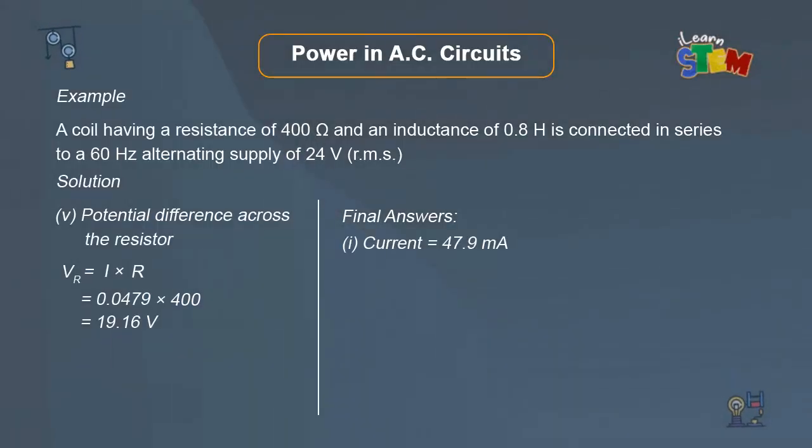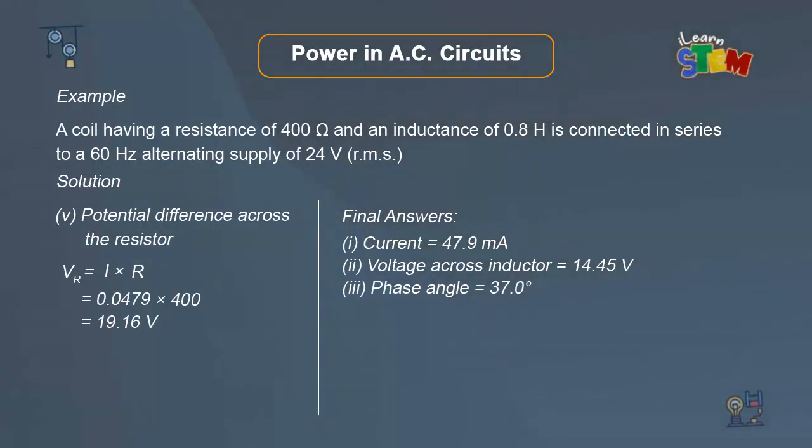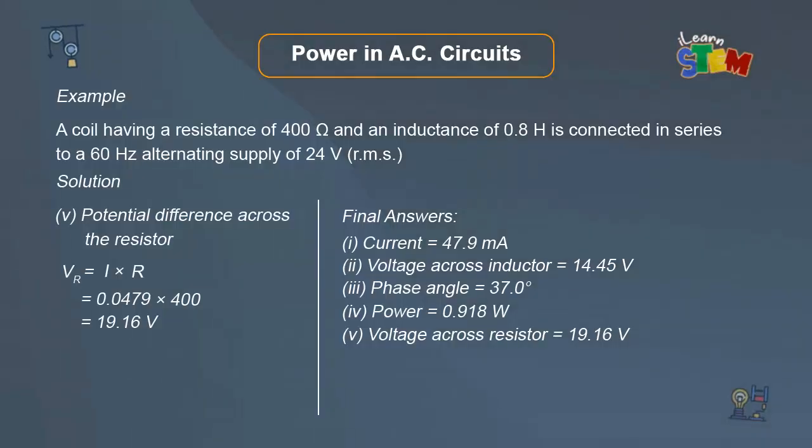Final results. Current, 47.9 milliamperes. Voltage across inductor, 14.45 volts. Phase angle, 37 degrees lagging. Average power, 0.918 watts. Voltage across resistor, 19.16 volts.